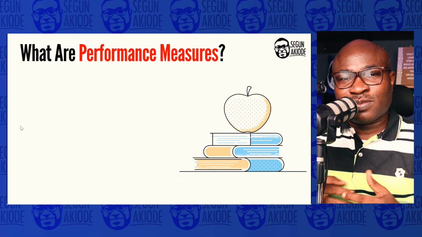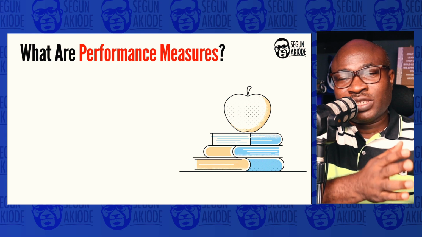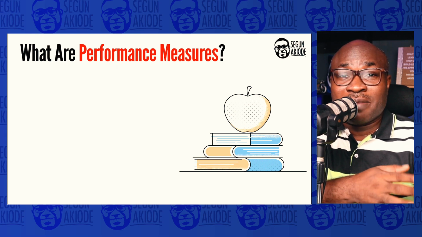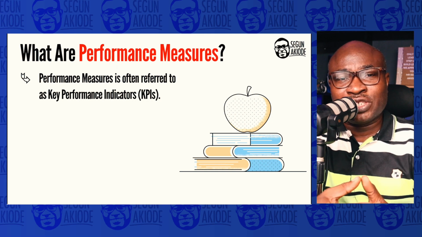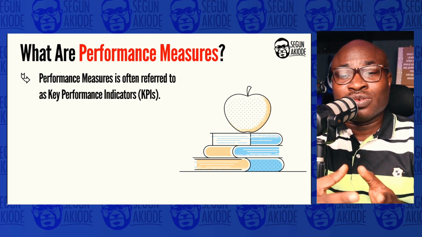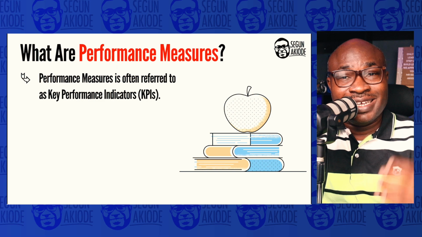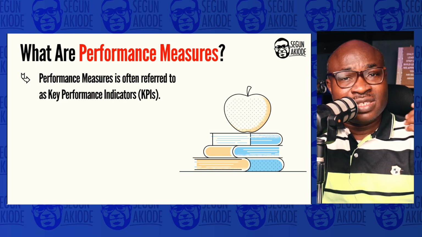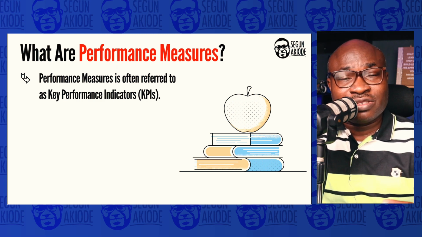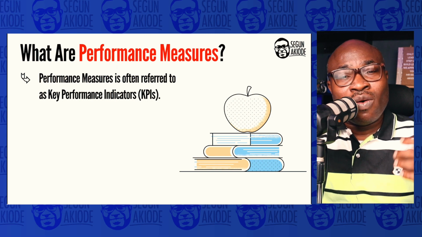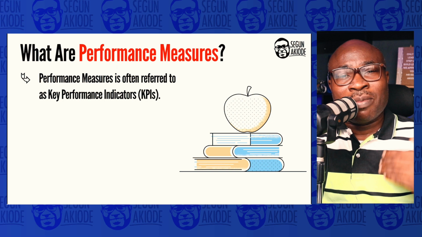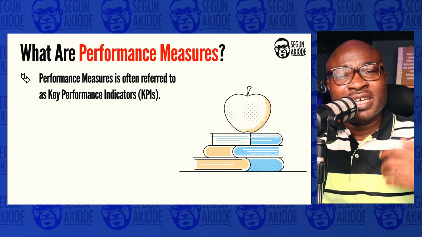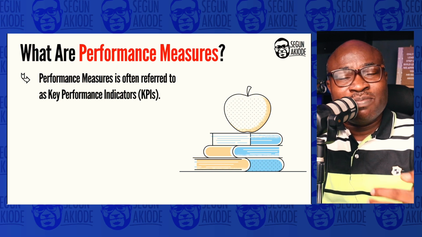Now, the very first place to start is to put a bit of definition to what we mean by performance measure. It's critical for you to recognize that performance measure is often referred to as key performance indicators. Yes, KPIs, key performance indicators, metrics, measures, they are all words that are often used interchangeably. So when we're talking about KPIs, metrics, measures, what should we be looking out for?